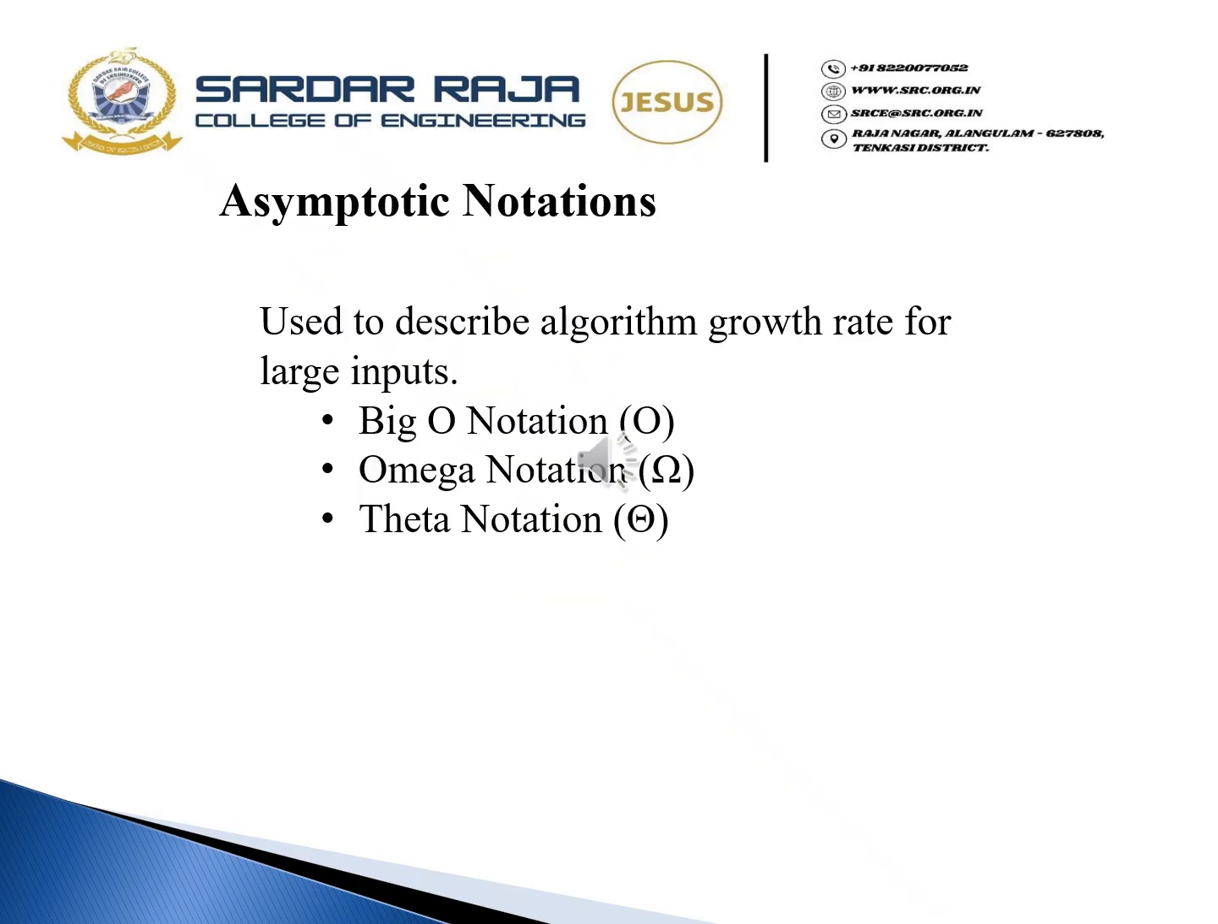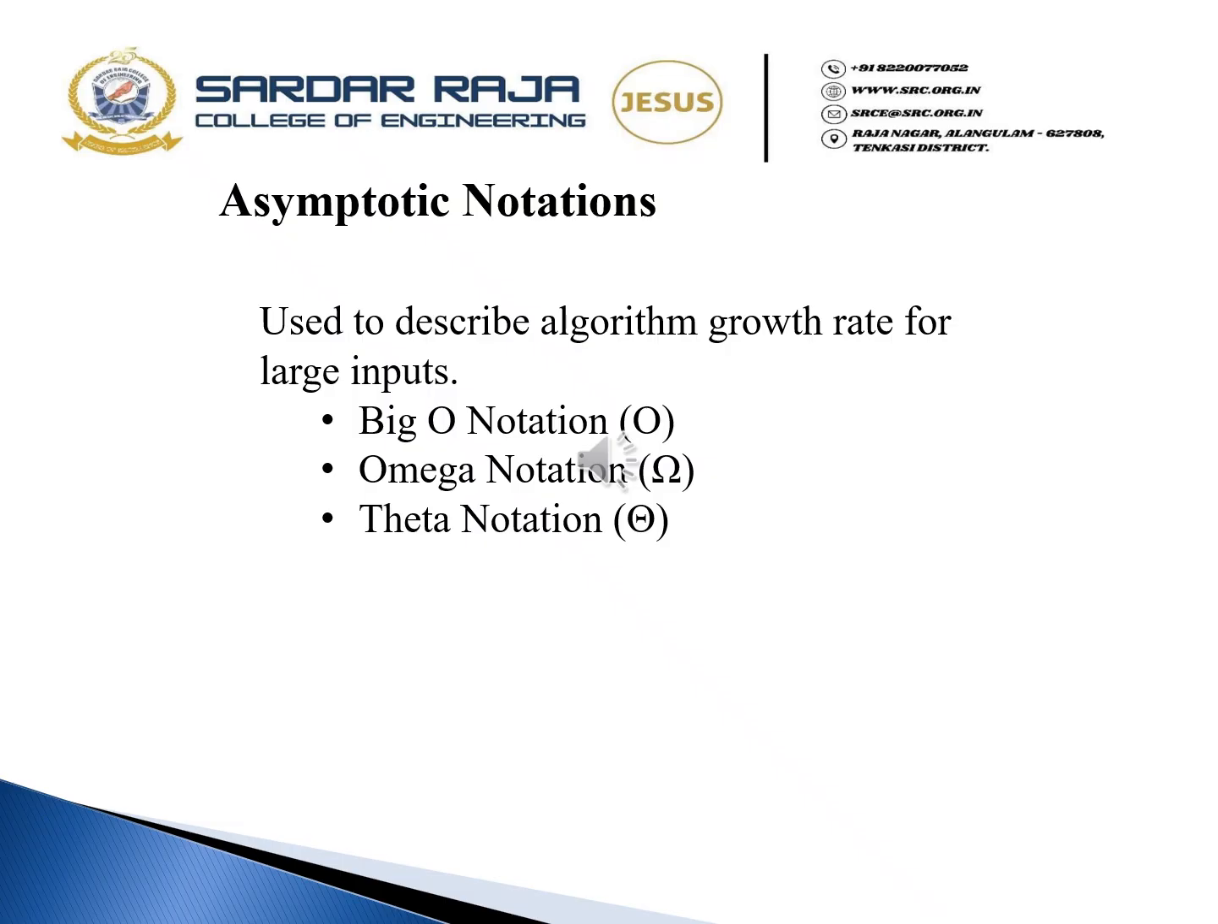There are three types of asymptotic notations available. First one is Big-O notation. Big-O notation describes the upper bound of an algorithm's growth rate. It means the algorithm will not take more than this time or space for large input. Use case: worst case scenario analysis.